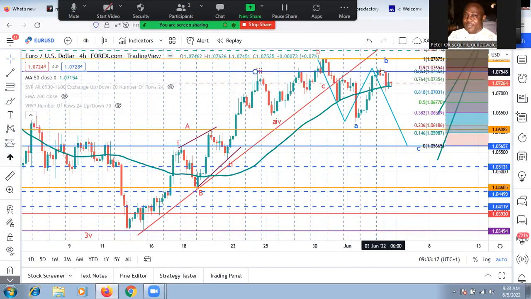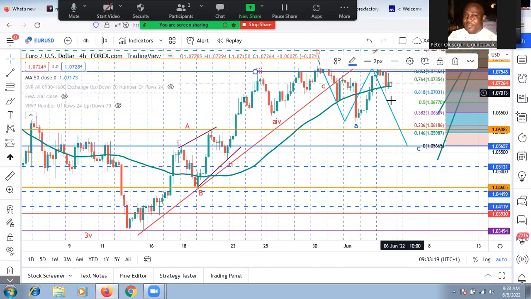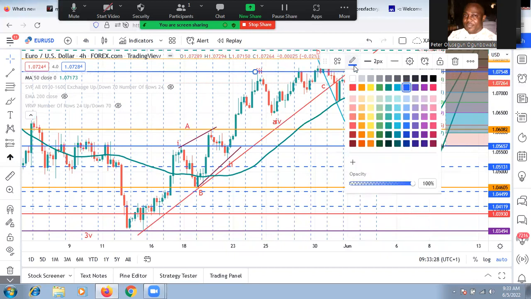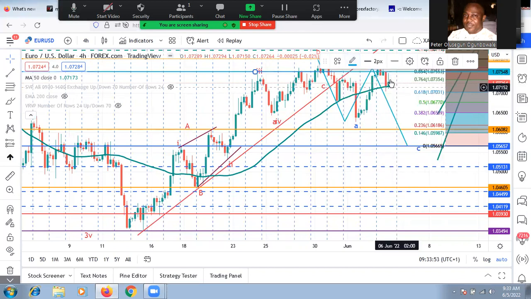If price should breach this area, then once we complete this leg down, we're not likely to come down again. So I could as well use one color for that. What color should I use for this now? That has not been used. There are not so many colors here. Okay, let me use this. It doesn't really matter.